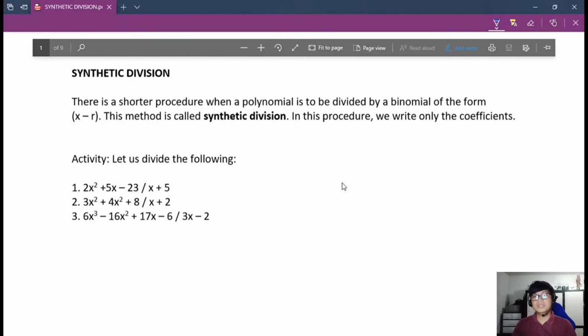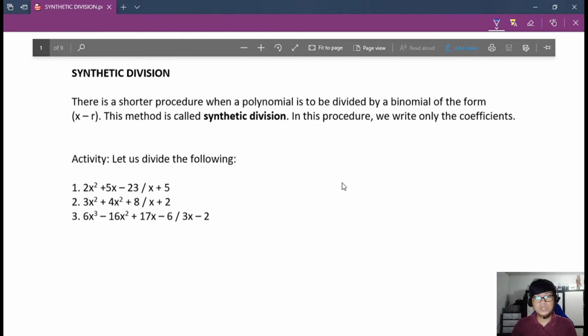Ngayon po, i-discuss natin yung shorter way on how to divide polynomial. So this is called synthetic division. It is the shorter procedure when a polynomial is to be divided by a binomial of the form x minus r. This method is called synthetic division.